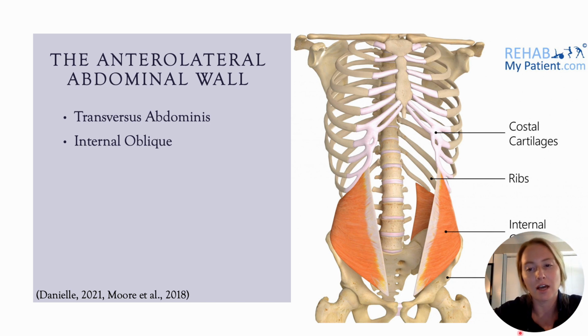So the main function of the internal oblique is to also compress and support the abdominal viscera, and also it will flex and rotate the trunk. So important in our functional mobilities that we have throughout the day.